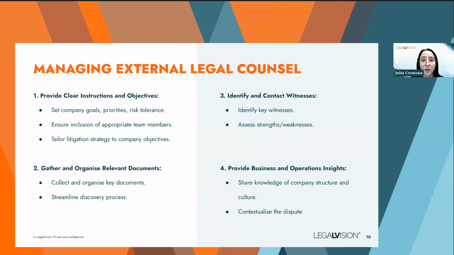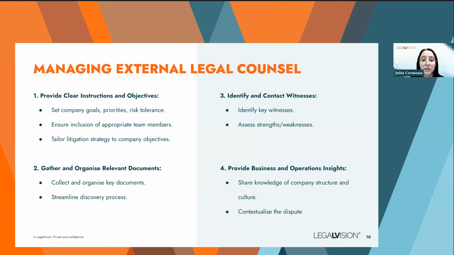Another important role that in-house legal counsel have is identifying and contacting relevant witnesses. So really, you'll be identifying who the main people are that have been involved in the dispute, anyone that might be relevant for the purpose of providing evidence, so anyone that has first-hand knowledge about what's happened. You can work with your external counsel to assess the strengths and weaknesses of each of those witnesses and whether you want to actually approach them to provide some evidence.